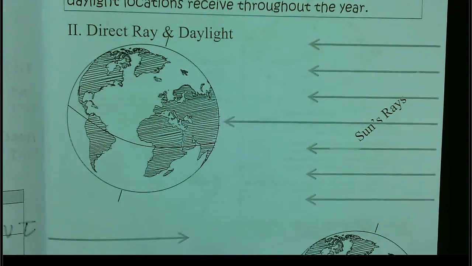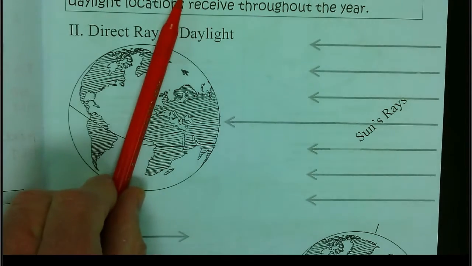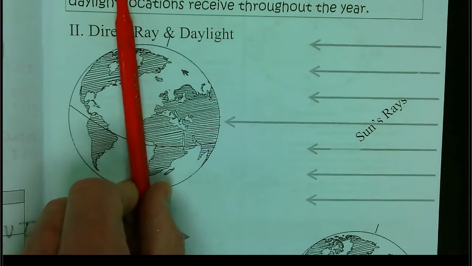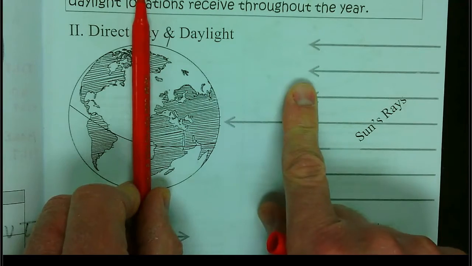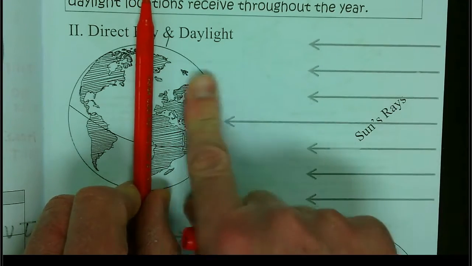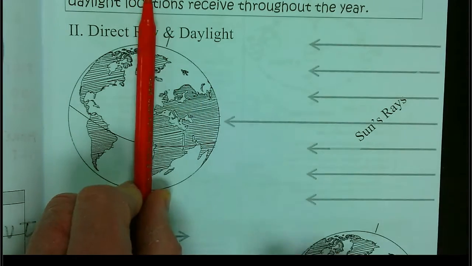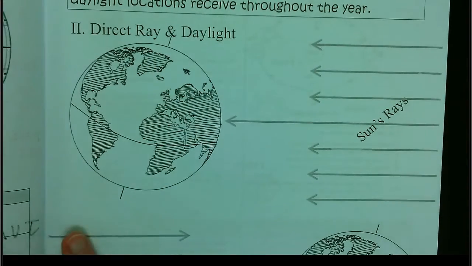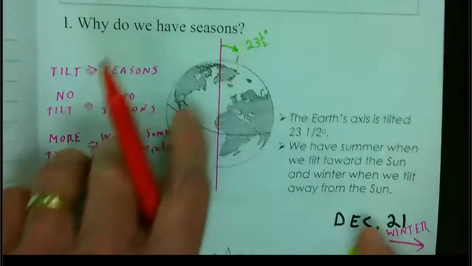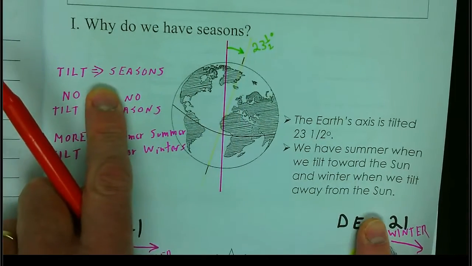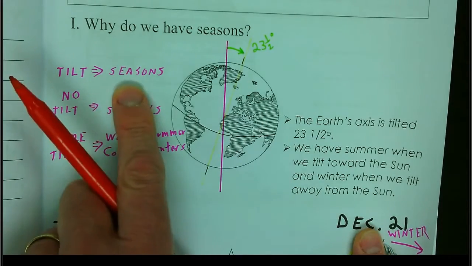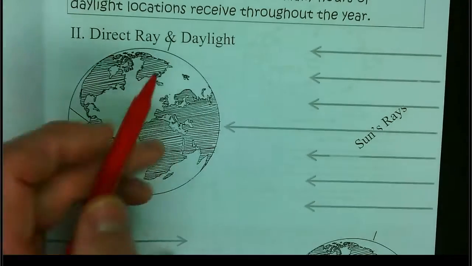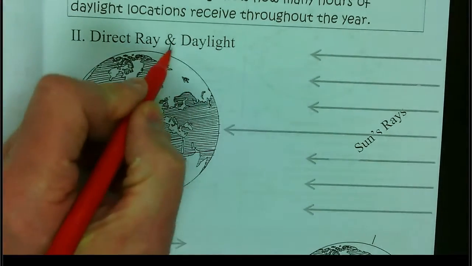So let's start off. We notice that the Earth has an axis that is tilted. It's not straight up and down in relationship to the sun. It is not perfectly perpendicular to the sun. It's tilted. That tilt is 23.5 degrees. So we already saw that tilt causes our seasons. One of the things we notice with our seasons is the changing length of daylight. So that's going to be our focus today.